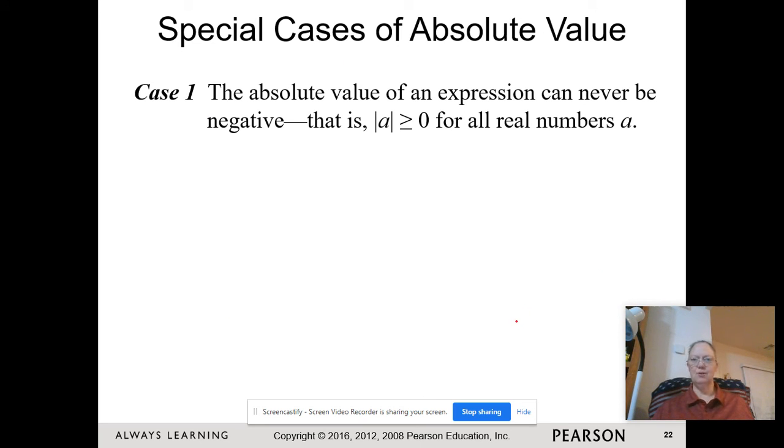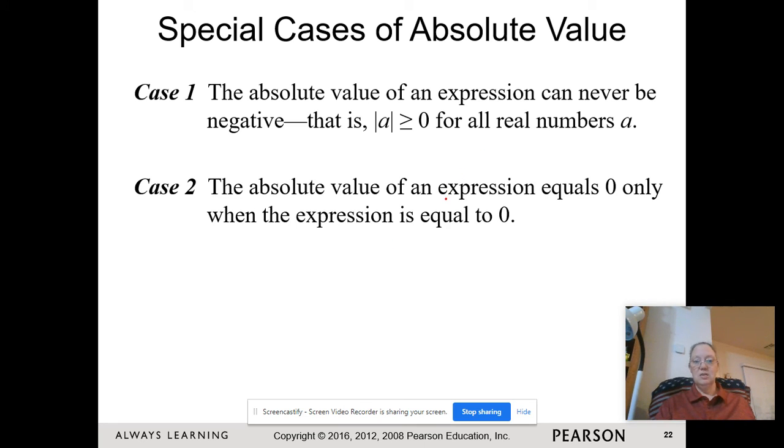Okay, some special circumstances here. The absolute value of an expression can never be negative. The absolute value has to be greater than or equal to 0. The absolute value of an expression equals 0 only when the expression itself is equal to 0.